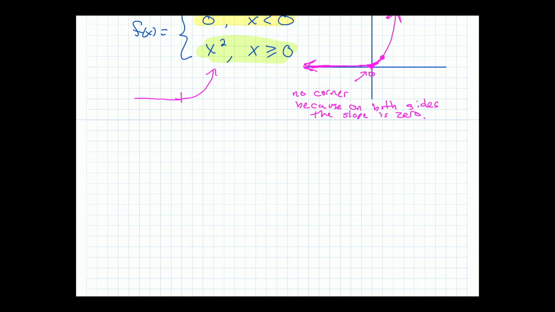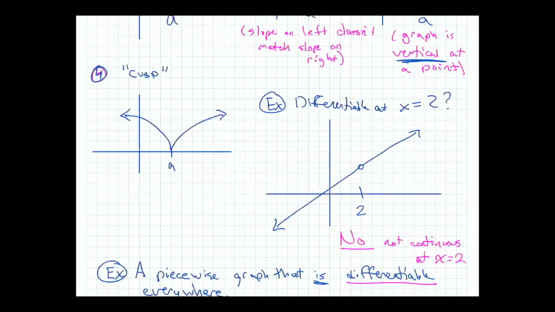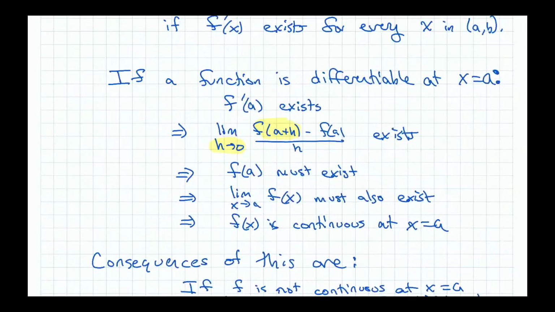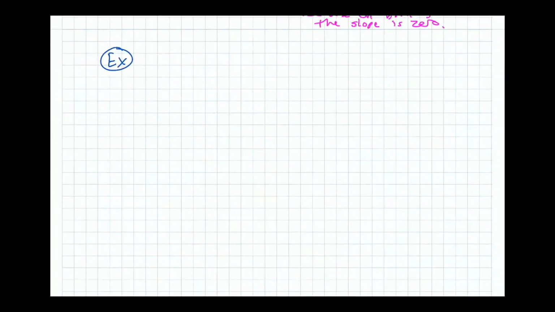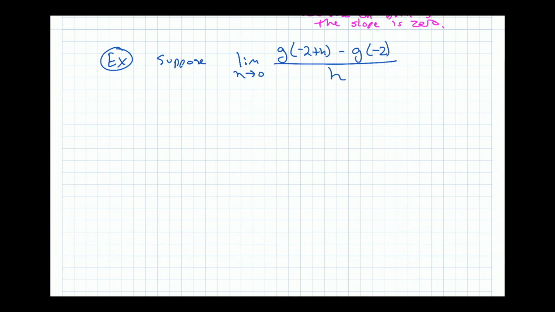Okay. Now what else? I do want to write something. This is kind of going back a little bit to before I started drawing graphs, but just talking about this thing, if a function is differentiable at x equals a, and so on. They ask you kind of a weird question in the homework. So here's an example. They say, suppose the limit as h goes to 0 of g of (-2 + h) minus g of -2, over h, equals 11. Then they say, what must be true?